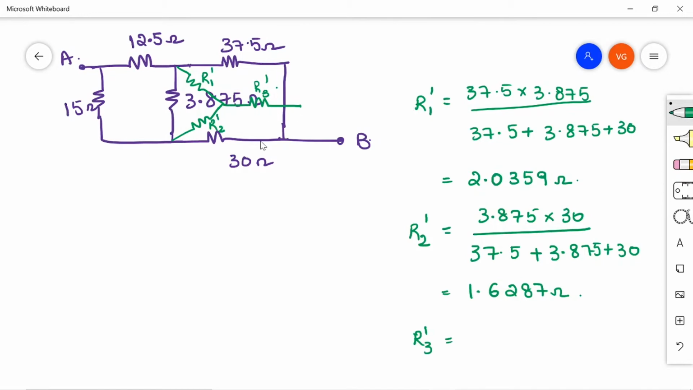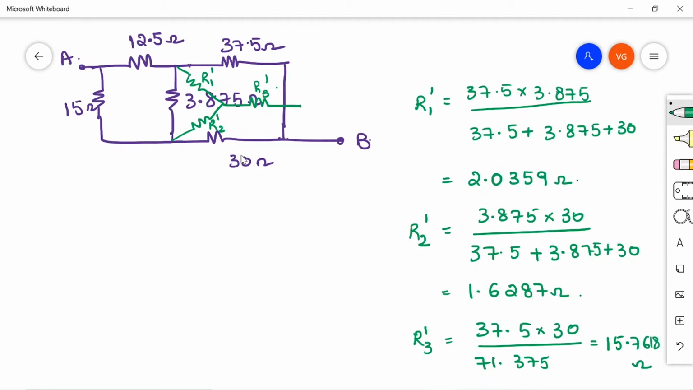Similarly, if you do R3 dash, see, this is R3. For R3, both the resistances here are 37.5 and 30, right? So that will be 37.5 into 30, divided by the sum of the resistances, that will be 71.375, right? So you will get it as 15.7618 ohm, right?